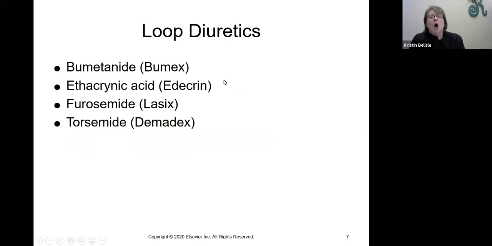So our loop diuretics are what affect the filtration in the loop of Henle. One of the things I want you to note by looking at the slide is the IDE, IDE, IDE, right? When I see IDE at the end of medications, I think loop diuretics. So we have Bumex, or bumetanide.